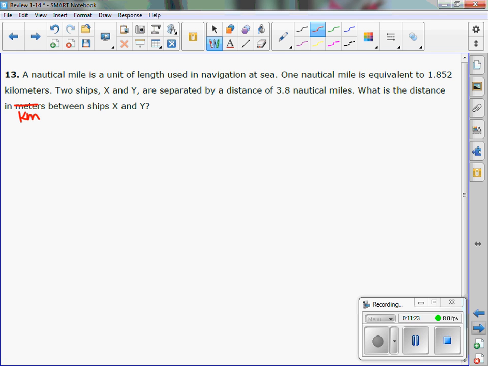So let's read what they just said. They said 1 nautical mile is equivalent to 1.852 kilometers. I'm just creating myself a little proportion here. Remember, one side of the proportion, one ratio, is always just the facts. It's straight from the problem.